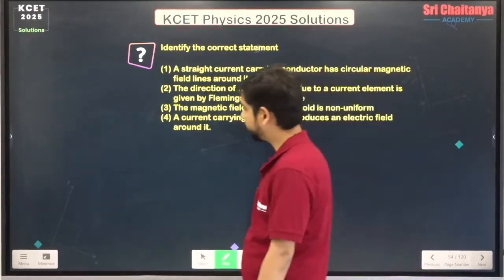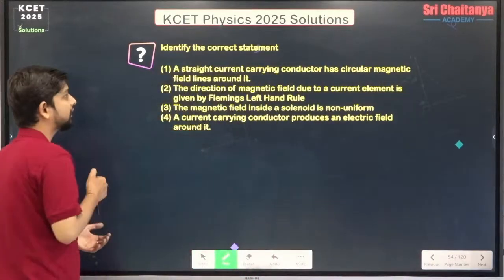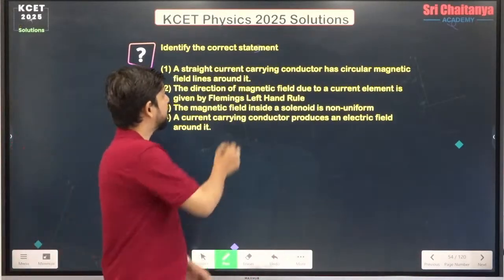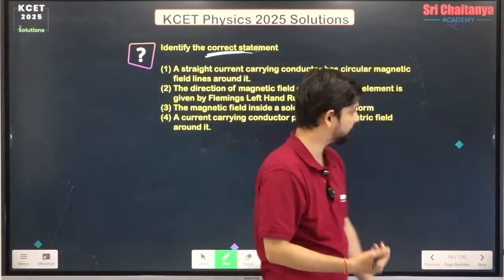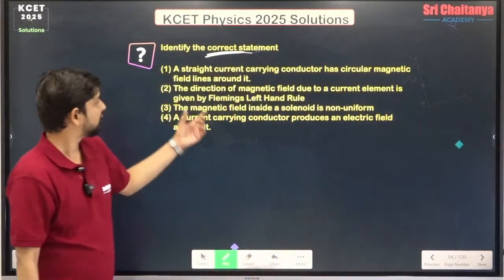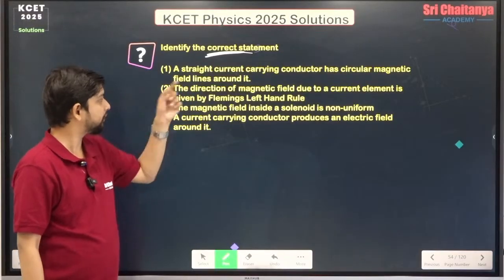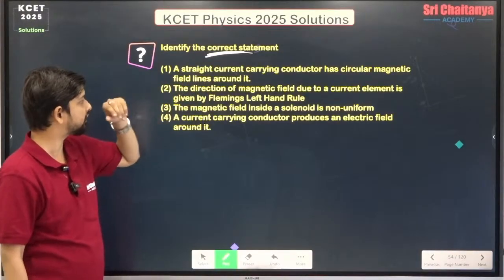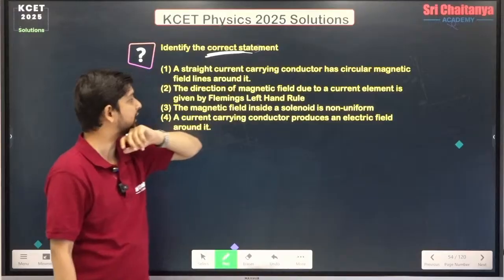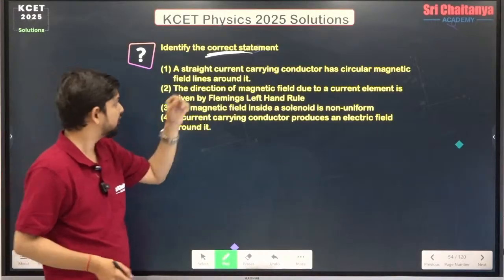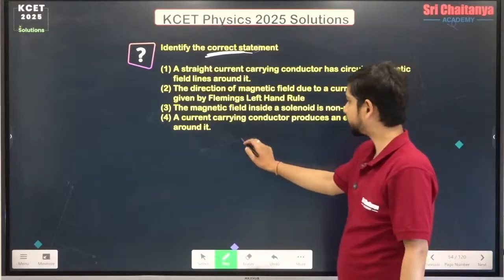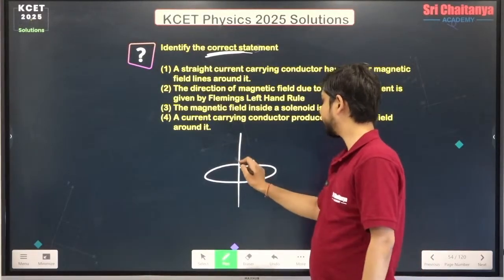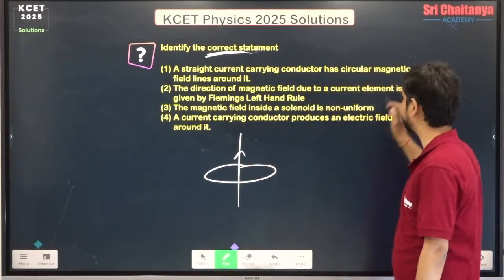See here, this is the next question. We have to find the correct statement. Again, we have to go through all the statements one by one. So let's read the statement with me. A straight current carrying conductor has circular magnetic field lines around it. In fact, it has circular magnetic fields around it. So yes, it is true.